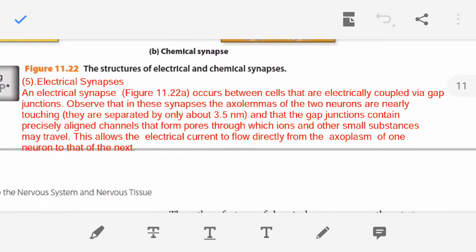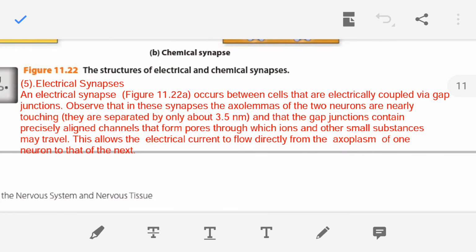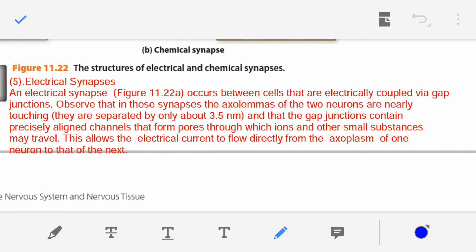Now we are discussing the electrical synapses. Okay, what is an electrical synapse? See, where is this type of synapse present? Electrical synapses occur between cells that are electrically coupled via gap junctions. So you will find electrical synapses between those cells in which the nerve impulse propagates in the form of electricity or current.